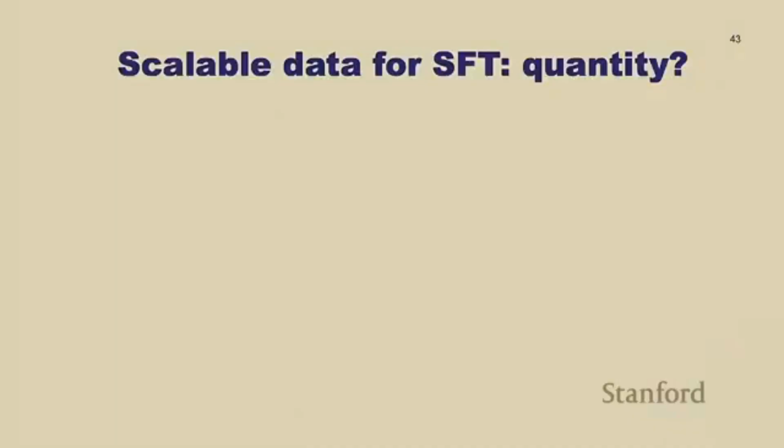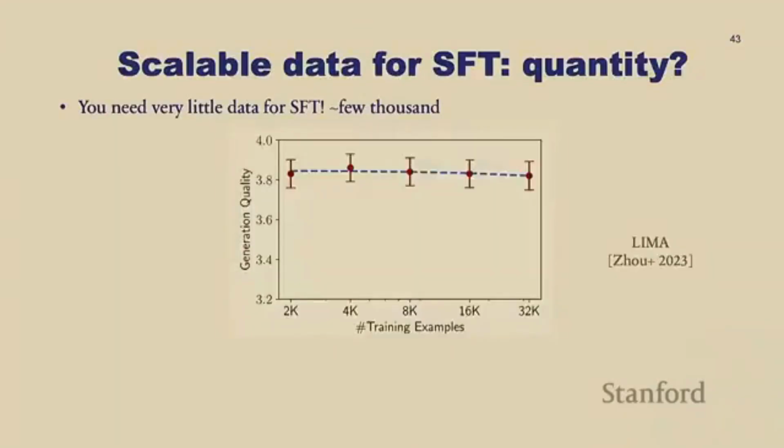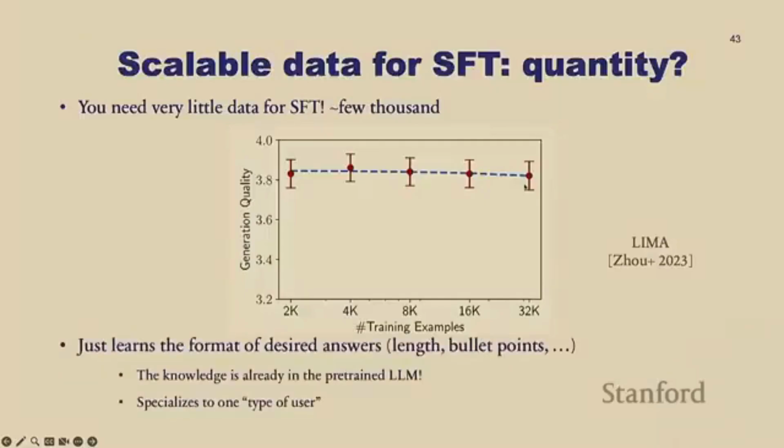Quantity of data. So we talked about what type of data and how we collect it. One thing which is surprising with SFT is that you don't need that much data. What this paper, called LIMA, showed is that if you scale the amount of data used for supervised fine-tuning from 2,000 to 32,000, it really doesn't help much. So here, scaling laws definitely don't help. The intuition here is that all you learn is how to format your desired answers.